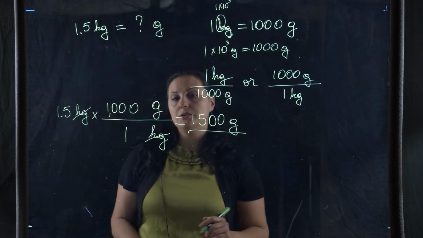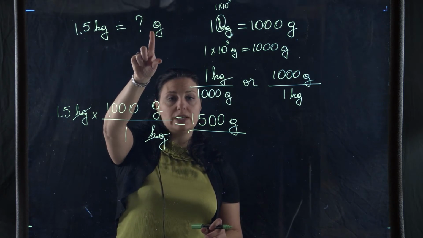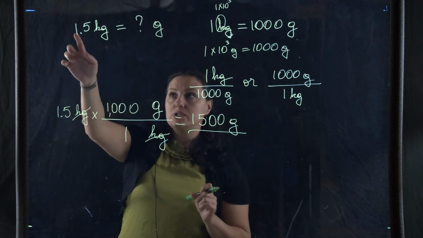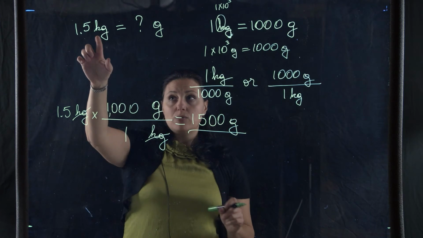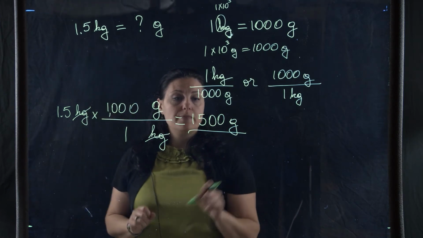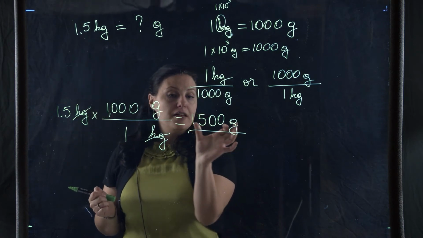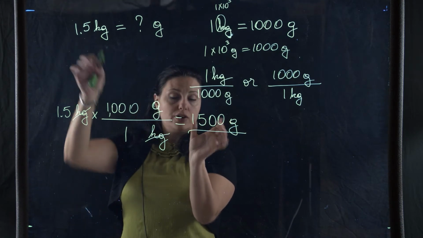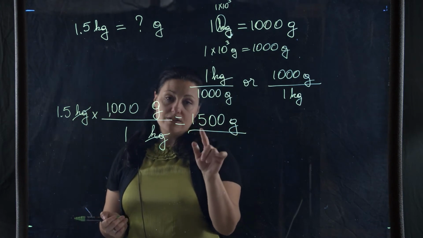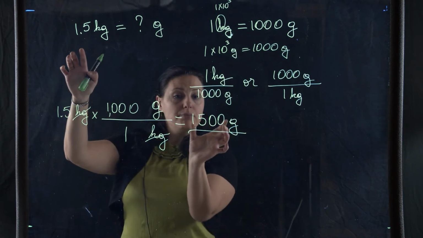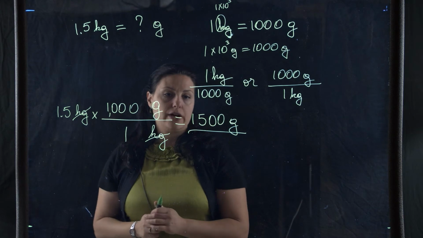That is my answer. Now if you're going from a larger unit like kilogram to a smaller unit like gram, the number will get larger. You see, I had 1.5 and I got 1,500. That's because I'm going from a larger unit to a smaller unit. If I do the opposite, so if I have grams and I'm going to kilograms, the number will get smaller. So if I were to start out with 1,500 grams and wanted to convert that to kilograms, I would divide by 1,000, which would make the number, not the unit, but the number smaller, 1.5 kilograms.